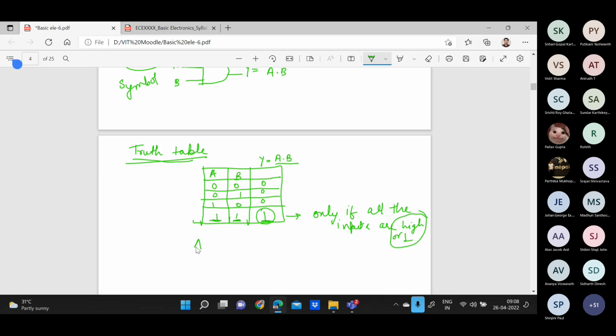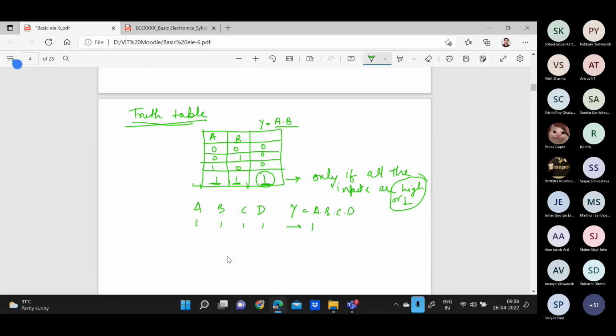If you have, suppose, more inputs, A, B, C, D, anything, even in this case the output will be 1 only for A dot B dot C dot D with all ones. Otherwise, if any of the inputs is 0, it will give you 0 only. So in the AND gate, the output is 1 only if all the inputs are high or 1.